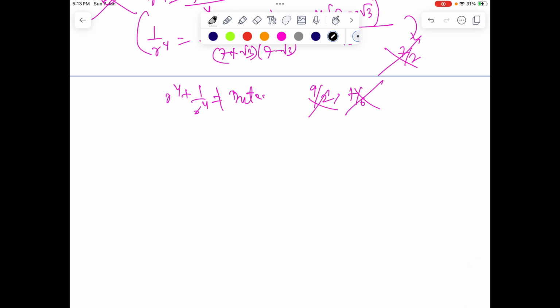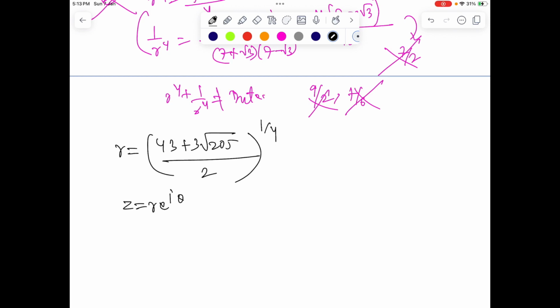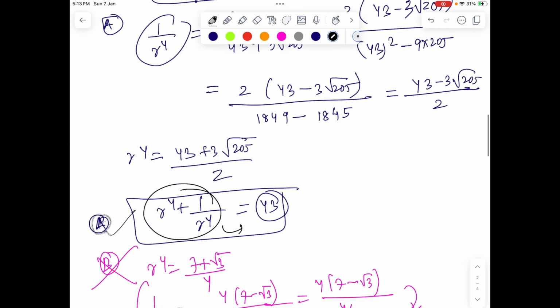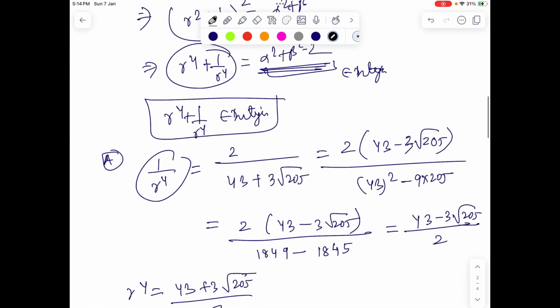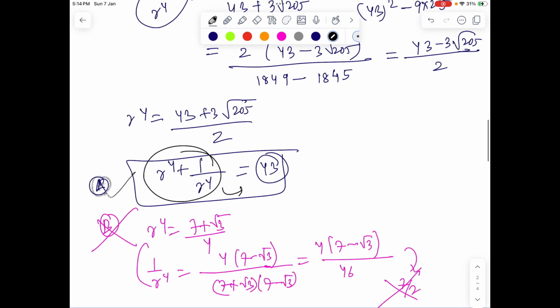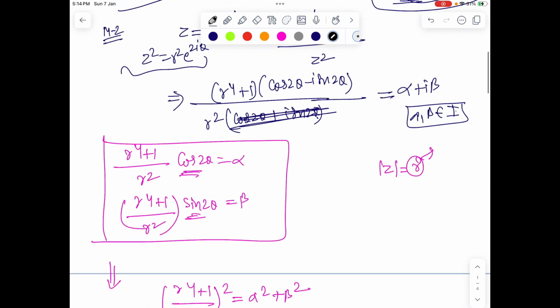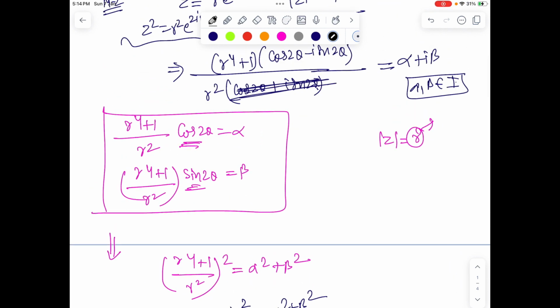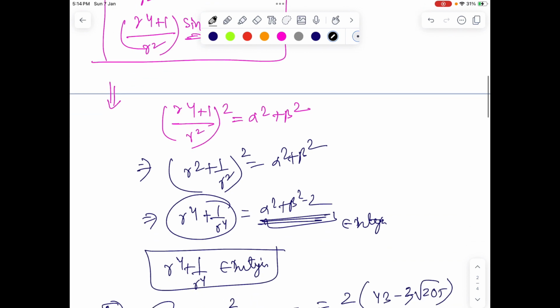So the value of r that we are getting is, in the right condition, we got (43 + 3√205)/2 to the power 1/4, right? So this is the value of r that we got. Since I have kept z = re^(iθ) form, under what condition did we get this value? You can clearly see it for r^4 + 1/r^4 to be 43. Okay, r^4 + 1/r^4 to be 43.